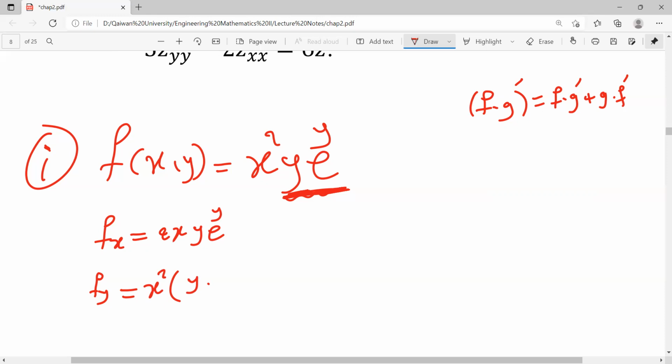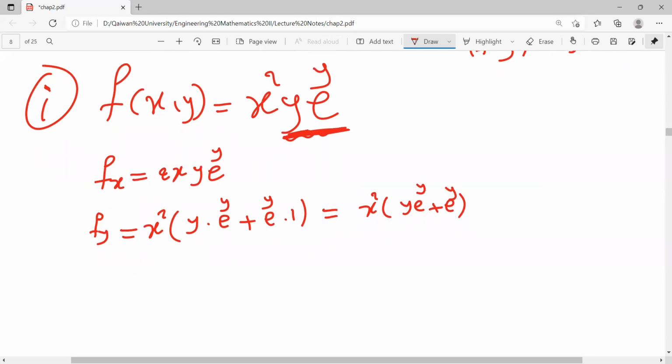Okay, e to the power y, its derivative is itself. e to the power y plus e to the power y times the derivative of the first one, which is 1. Derivative of y is 1. And equals x squared y e to the power y plus e to the power y. You can also take e to the power y as a common factor or leave it like this. This is f sub x and f sub y.